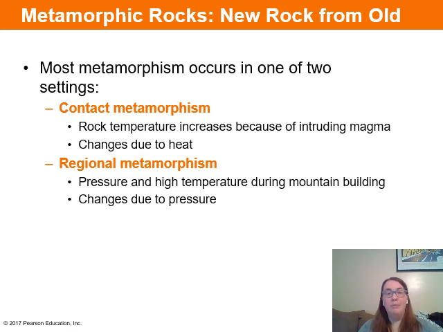But our second type of metamorphism is going to happen in a very different way, and this is called regional metamorphism. And this one is less to do with heat and more to do with intense pressure. And we're generally going to see this regional metamorphism happening during mountain building. So it's going to happen on a regional or very large scale. We're talking about areas the size of states or even entire continents that are going to be regionally metamorphosed.